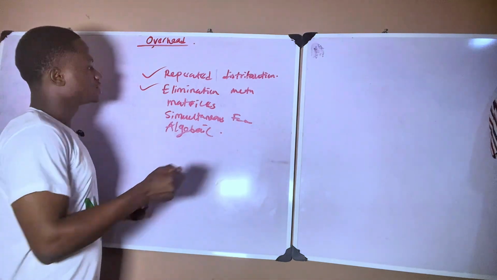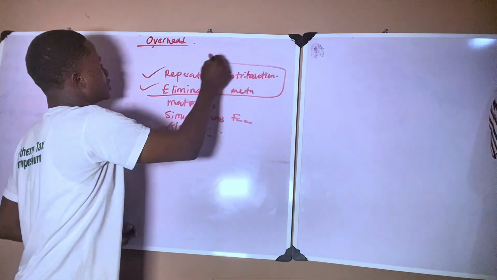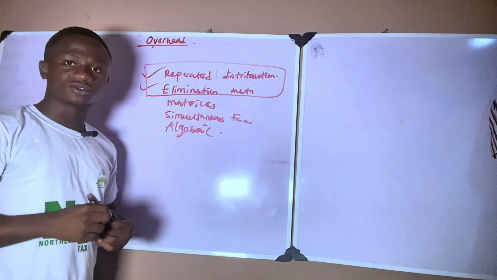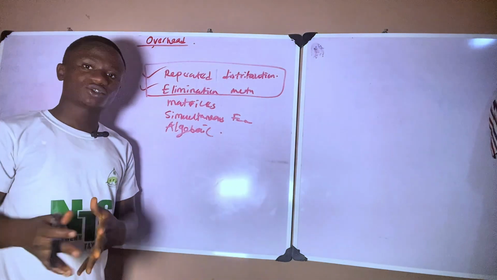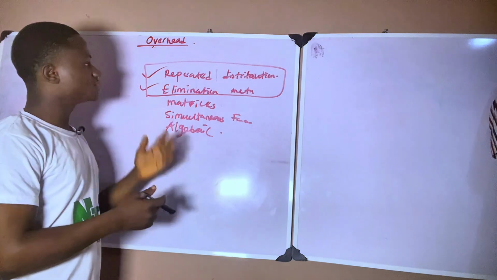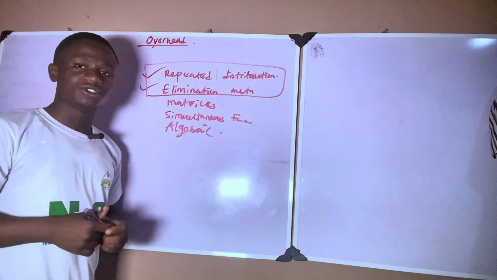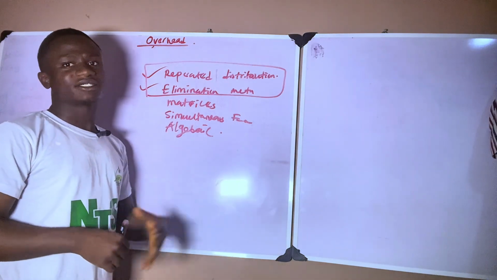So for this class, we'll take a question and we dwell on these two. How can we apportion the service department costs to other operating departments using the repeated distribution method and using the elimination method? Thank you. Let's take a question together.